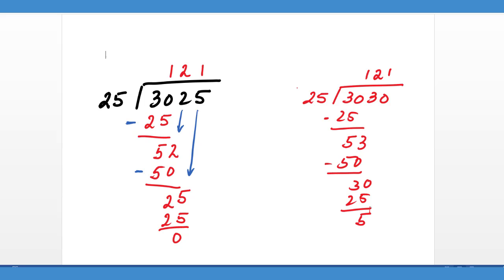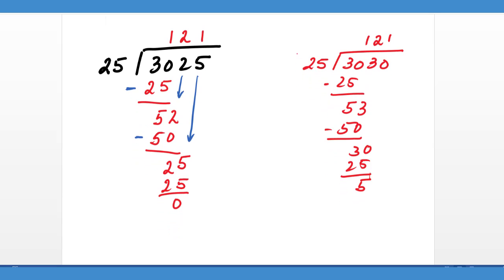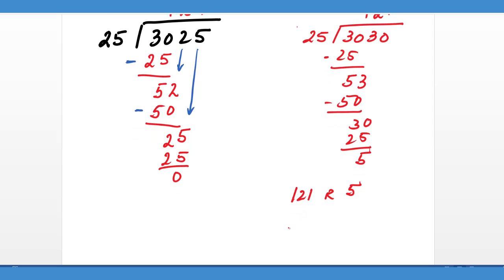So really, the way you write this answer, many of you used to write the answer as 121 with a remainder of 5, which is technically incorrect, although when you were in 3rd grade you didn't understand that process. What's really happening here is the answer is 121 plus 5 over 25, and we could reduce that 5 over 25 to 1/5. But that is technically how you should write a remainder.